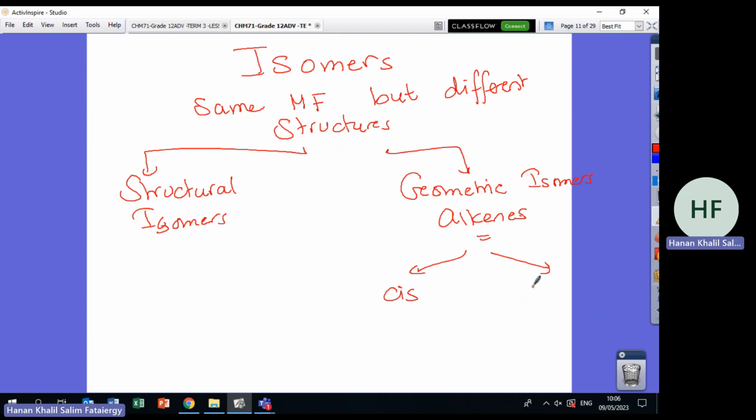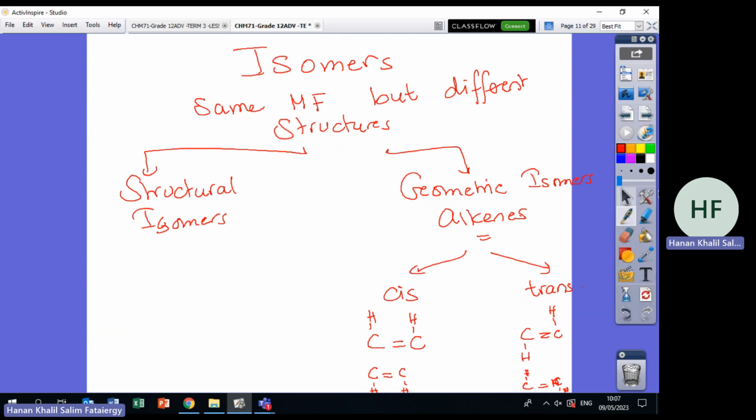Either cis or trans. Now in cis we will notice that the H's are on the same side. They could also be down, not necessarily up. The important thing is that they are on the same side. Okay. In trans you will see that the H's are up and down. They could also be like this, high up and high down. Okay. So geometric isomers are only for alkenes.